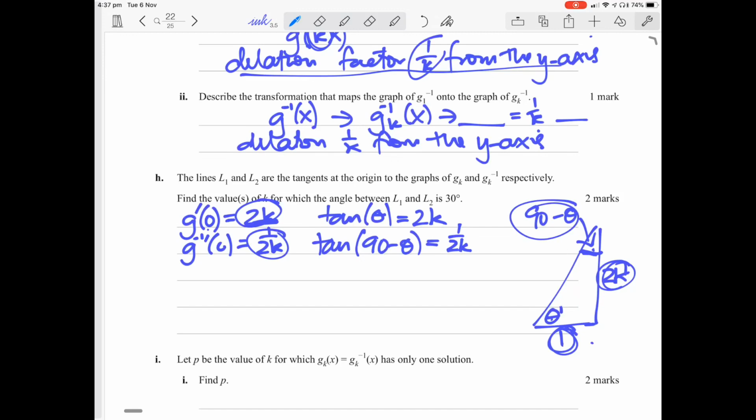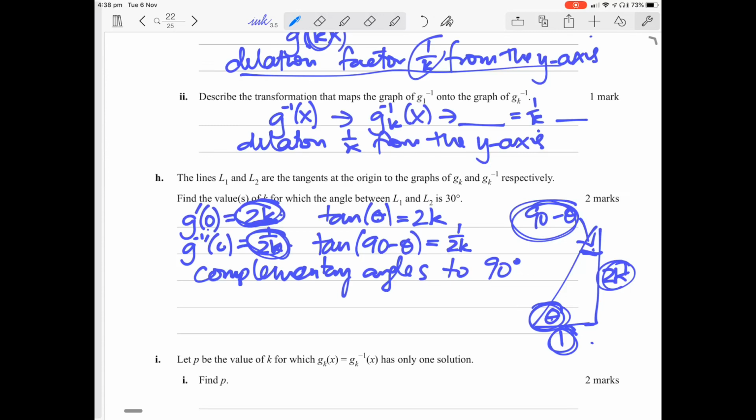It means that these two angles will always add up to 90 degrees, which means that if I find tan of theta one and tan of theta the other for these two gradients, they're complementary angles. They'll add to 90 degrees. Now, what's the significance of this? It says it wants the angle between them to be 30 degrees.